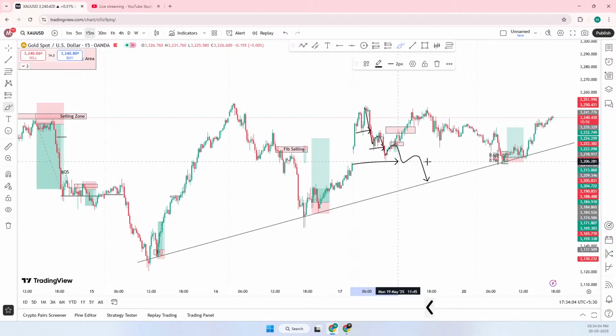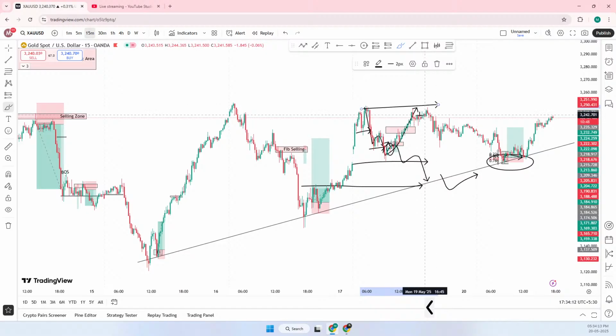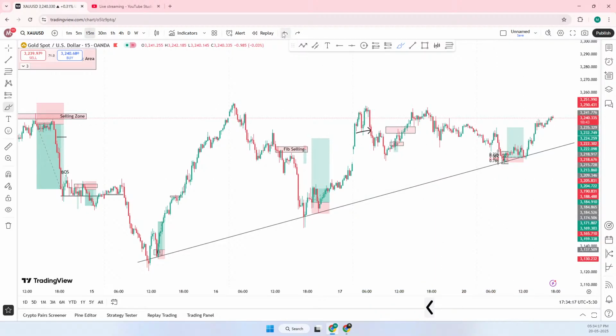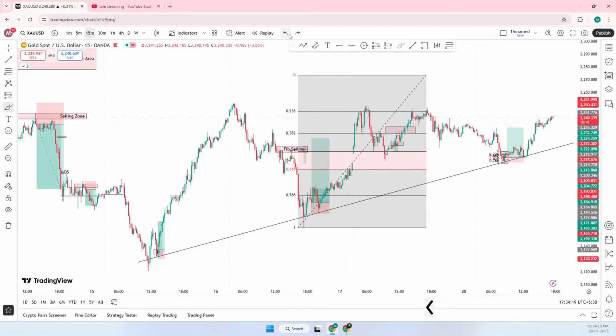So I thought it would fill the gap, or it would come to retest on this trend line. Are you getting my point? It came to retest at the trend line, but not here. Here it went up and again it took the liquidity and again gave some sell signals here, right? So this is what happened in the market yesterday, right?